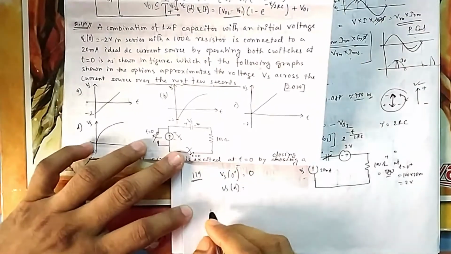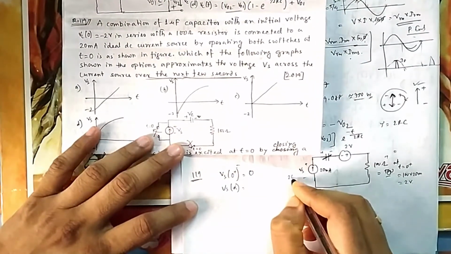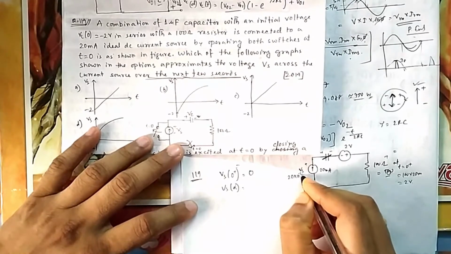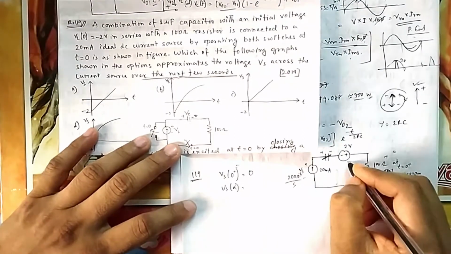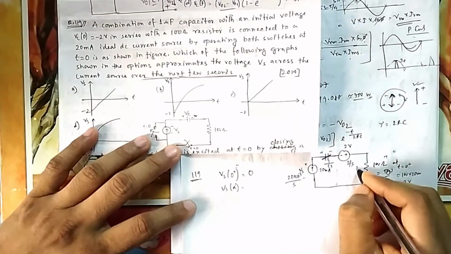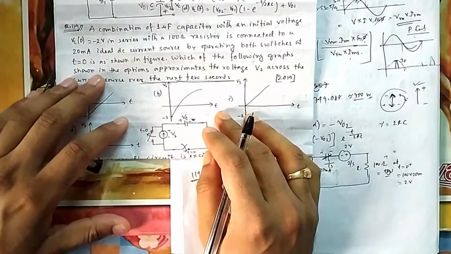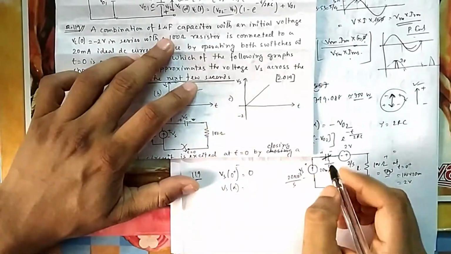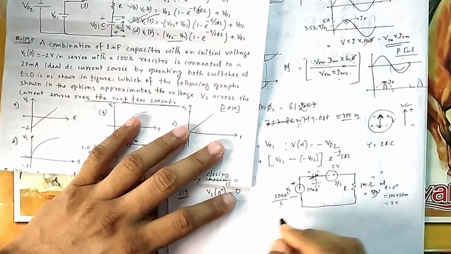So that's why I will go for Laplace. For Laplace, I will convert the source into 20 milli, 10 to the power minus 3, divided by s. This is 2 by s, this is 1 by Cs, and this is R. I think they have given the value of C. It is 1 microfarad. So if we apply KVL here, what will the KVL be?